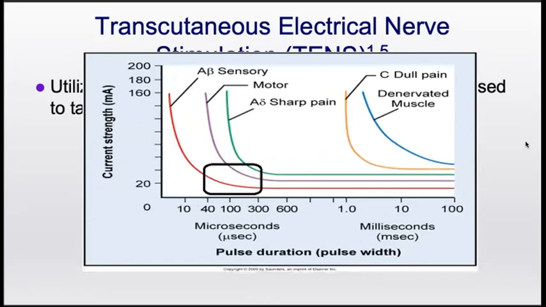So we've got the pulse duration, or the pulse width in microseconds. And then we've got the current strength in, I believe that's microamps. Okay. The red line represents the sensory fibers. The purple line represents the motor fibers, and the green line represents the painful fibers. Okay, we're going to ignore these two for now.